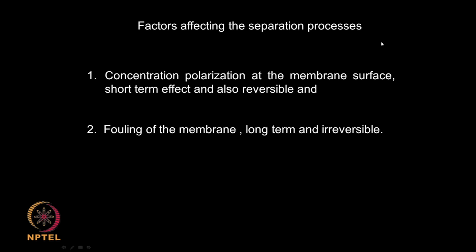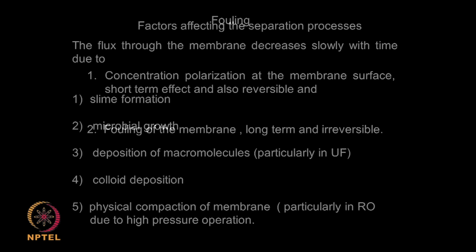Now, what are the factors that affect the separation? Concentration polarization is a big problem, and it is reversible. We can always flush the membrane surface on the upstream side, so that whatever has built up can be removed. Fouling of the membrane is a very long term problem, and sometimes it is irreversible, because on the whole membrane surface there could be bacterial contamination, biofilm formation and so on. So, fouling is a big problem, whereas concentration polarization can be overcome because it is a reversible process. We can do back flushing or a cross flow type of approach to remove it.